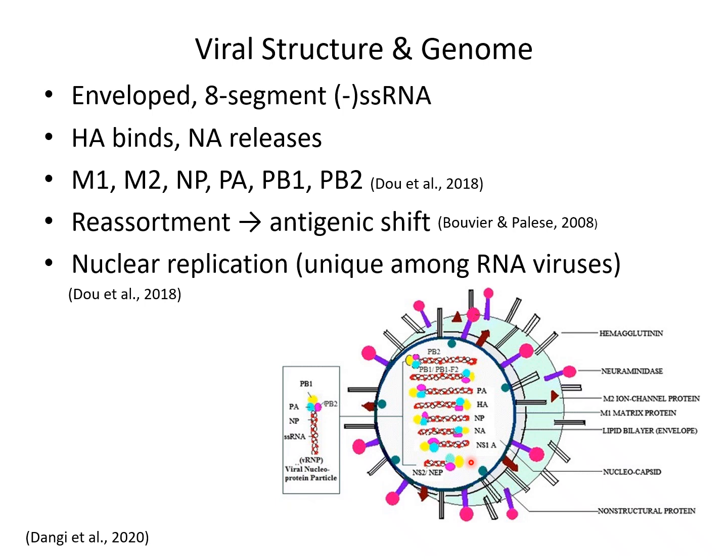Inside we have 8 segments of negative sense single-stranded RNA. This segmented genome is influenza's secret weapon. When 2 different influenza viruses infect the same cell, these segments can mix and match, a process called reassortment. This leads to antigenic shift, where a completely new virus emerges, potentially causing a pandemic because no one has immunity to this novel combination.